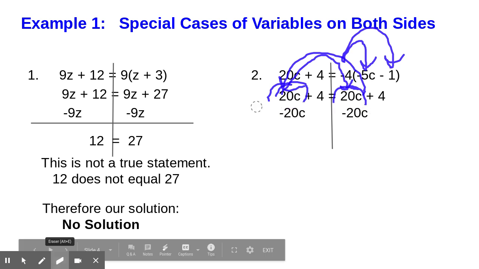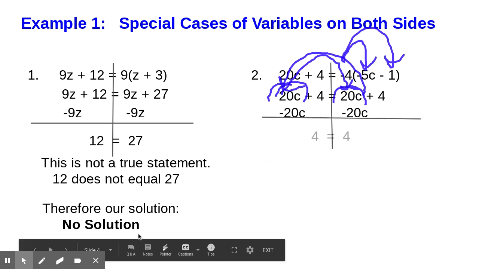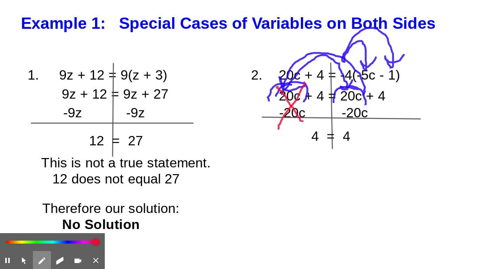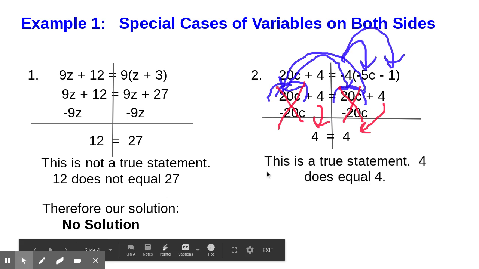You're taking negative 20c to both sides, which means that those are going to cross out. Okay. The 20c and the negative 20c on the left cross out, the 20c and the negative 20c on the right cross out, and I bring down my 4 equals 4. So now at this point, is this a true statement? The answer is yes, this is a true statement.